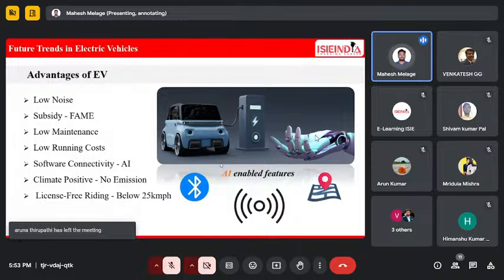Then it comes to the subsidies. We use 80 to 90% Indian components in the electric vehicle, so the government can give a 30% subsidy. Means if the vehicle cost is 1 lakh and the subsidy is 30%, the cost of the vehicle decreases by approximately 17,000 rupees.